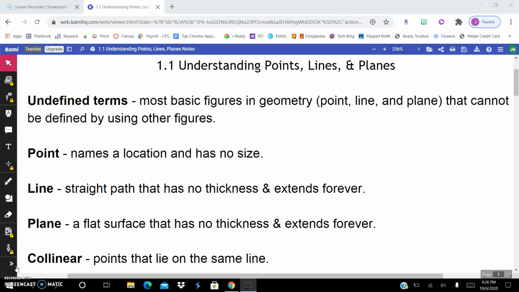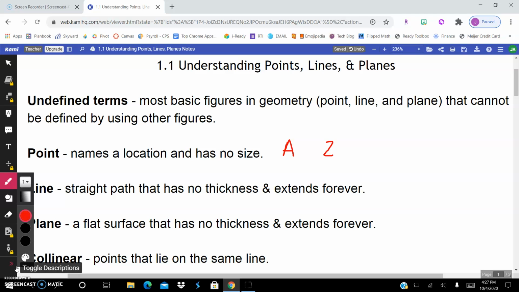So those three things are considered undefined terms. A point names a location and has no size. And we simply label them with capital letters. So we could have point A, or we could have point Z. Sometimes we write the word point in front of them. So maybe we have point M.